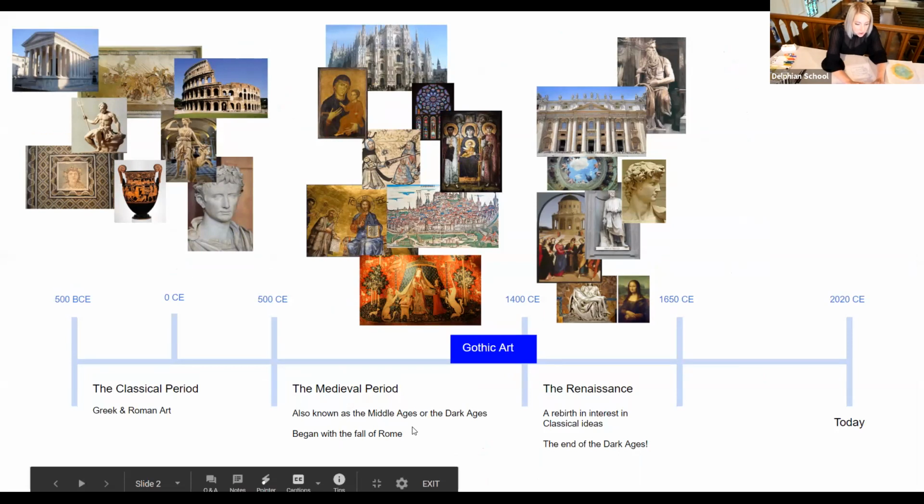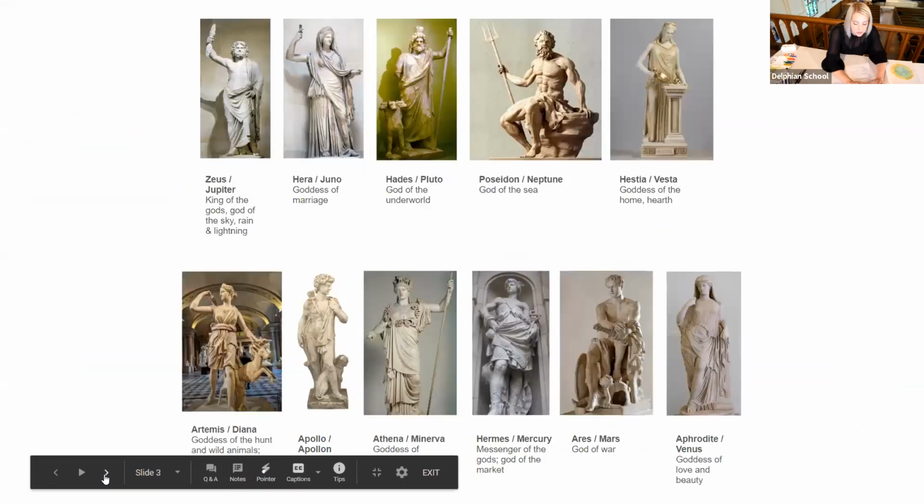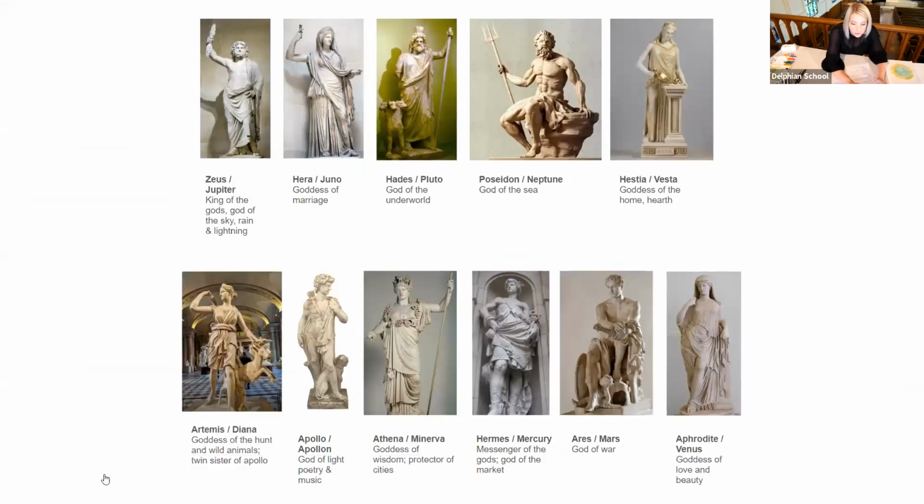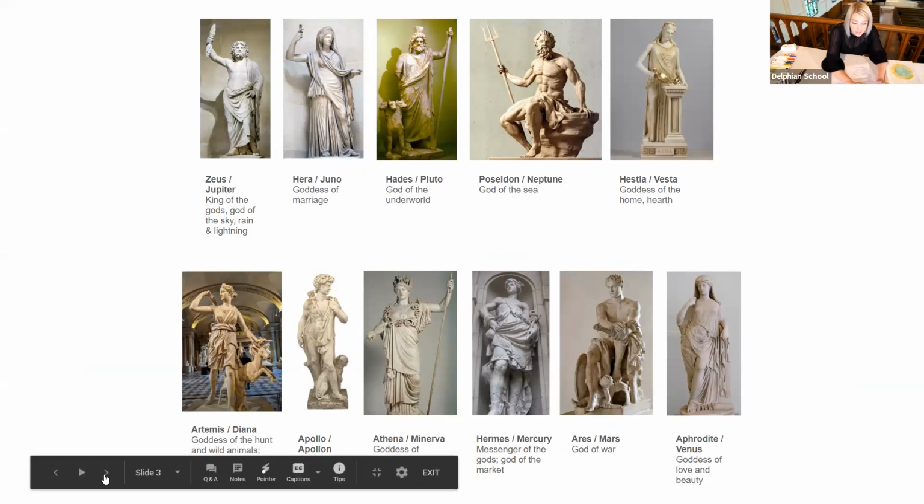do art. So in the Greek and Roman times, there were these Greek gods, these Roman gods, there were 12 of them, and this was kind of the religion of the time.